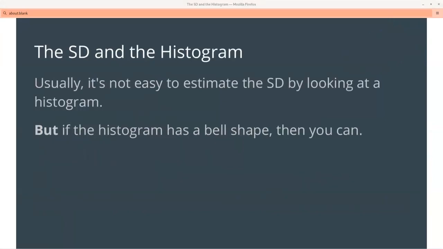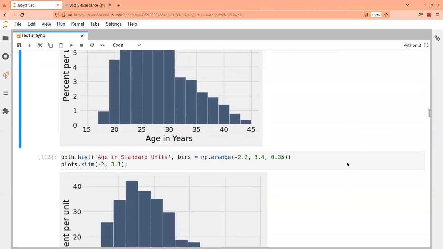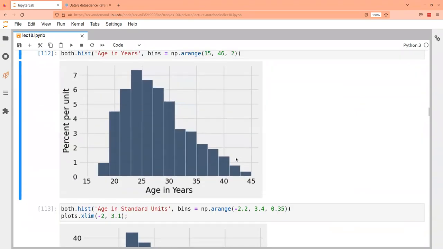And so this is where we start to get into those bell-shaped curves. With the standard deviation, when we were looking at this initial age setup, we don't really know what the standard deviation is just by looking at this, because it's not uniform enough to say the standard deviation is this big or that big. It's just data.